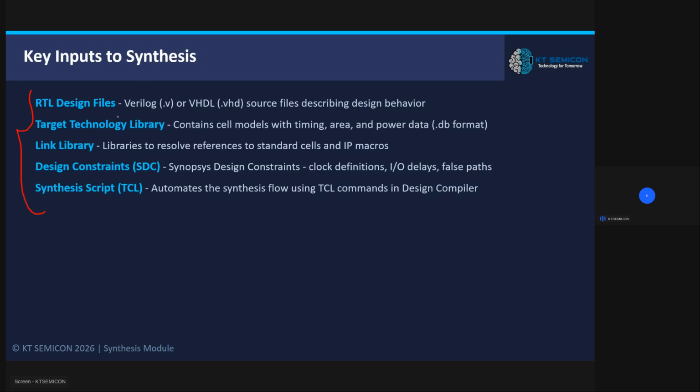to perform synthesis. First one is the RTL file, obviously. This is the major input for the synthesis. In this we have the complete Verilog and VHDL format file. It describes the design behavior. After that we have another file called the target technology library. In this file we have the complete cell models with timing, power, and area data, which means complete physical information of the particular cells. After that, the link library.